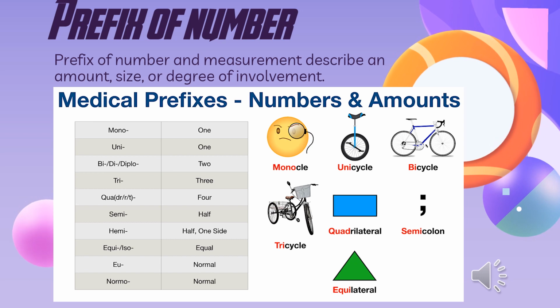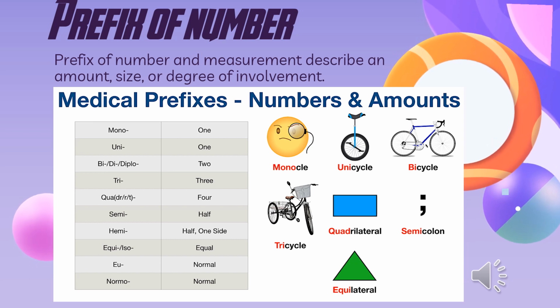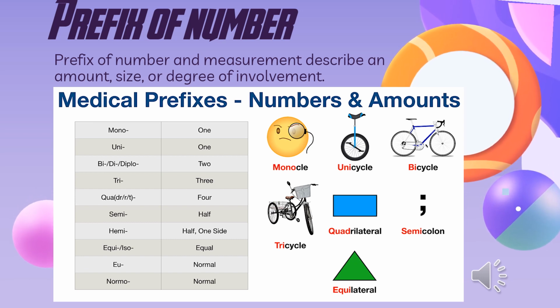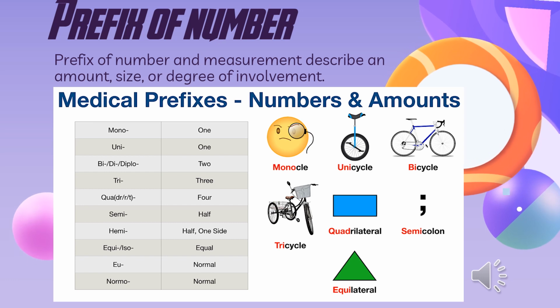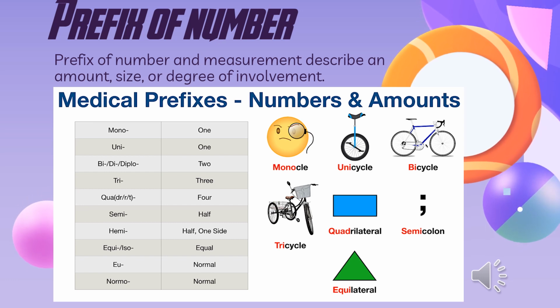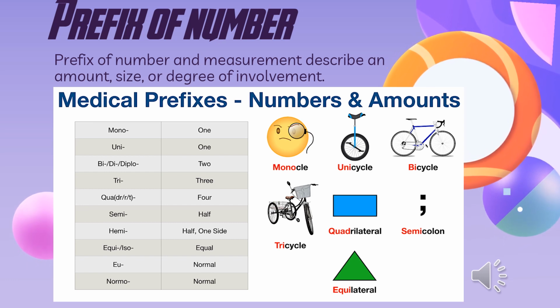Prefixes of number and measurement describe an amount, size, or degree of involvement. For example, mono means one, uni means one, and bi or di means two.